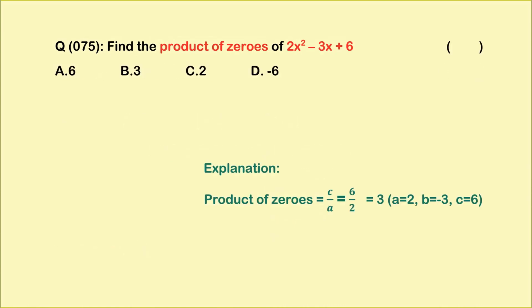Question number 75. Find the product of the zeros of 2x square minus 3x plus 6. As you know, the standard equation is ax square plus bx plus c. If you compare the values, we will get a is equal to 2, b is equal to minus 3, and c is equal to 6. We know that the product of zeros is nothing but c by a. So the value of c is 6 and the value of a is 2. So the answer will be 6 by 2, that is equal to 3. So the right answer is B.